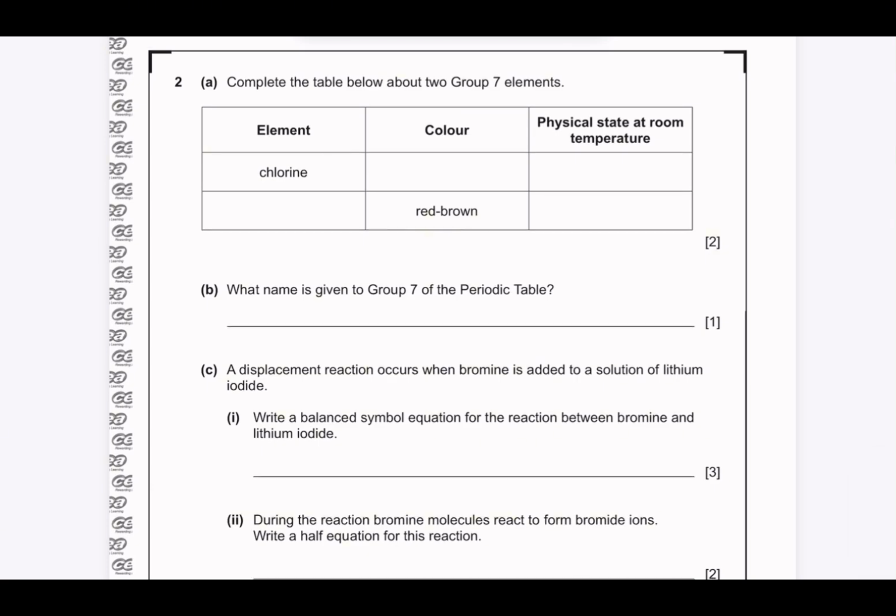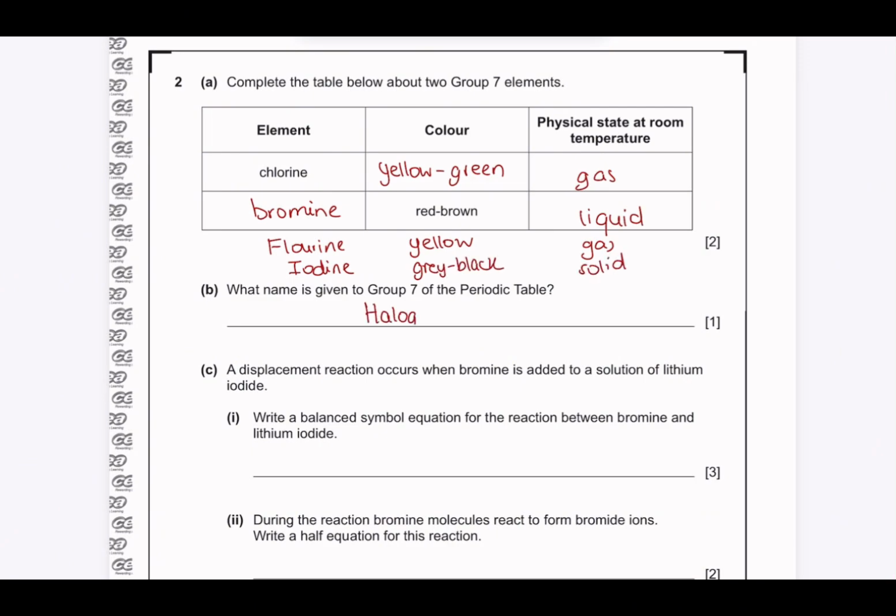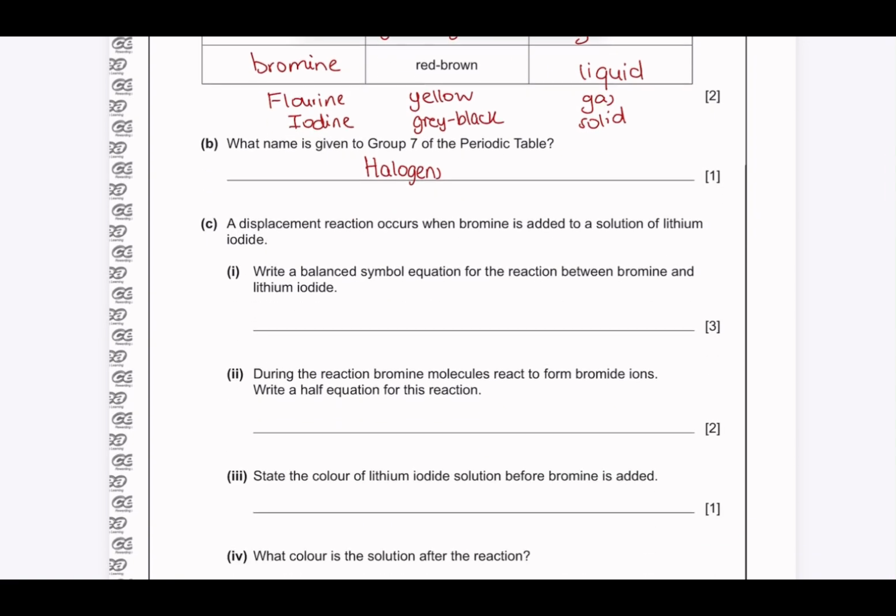Next one, we go on to complete the table. Chlorine is a yellow-green gas. Which one's red-brown? It is bromine. And bromine is a liquid. It and mercury are 2 liquids at room temperature. Other gas we have here is fluorine, which is a yellow gas. And the other group 7 element is iodine, which is a grey-black solid. Now be careful, it doesn't say iodide, it's just talking about the atom here. So group 7 belongs to the halogens, group 0 is noble gases. Group 1 is alkali metals, group 2 is alkaline earth metals.